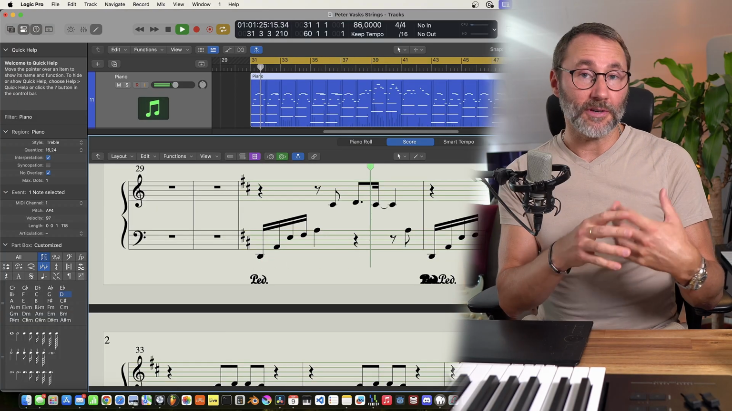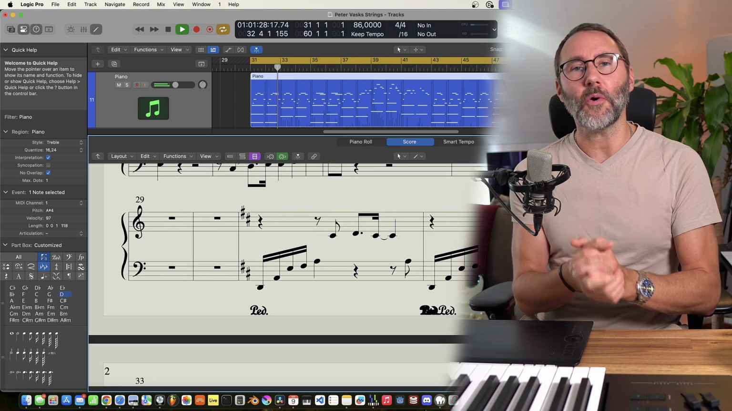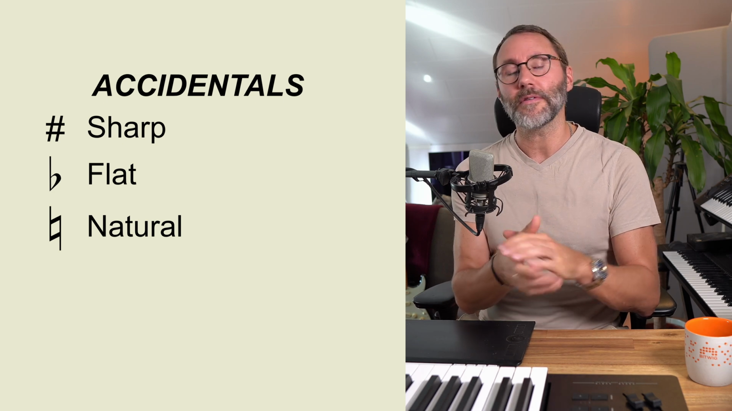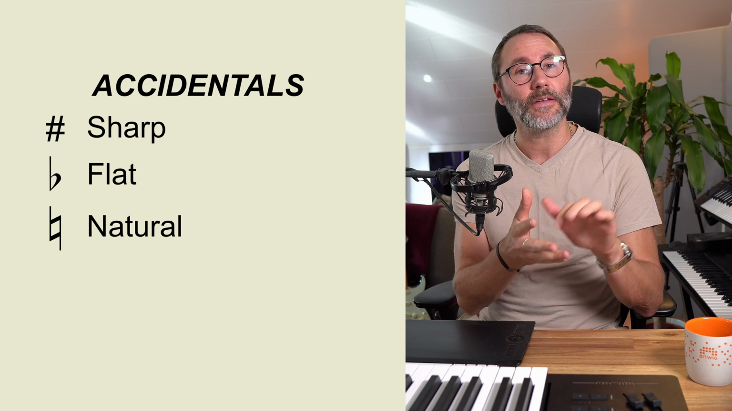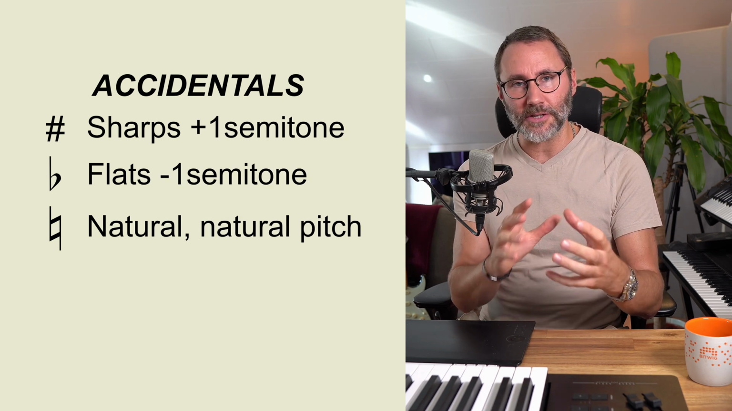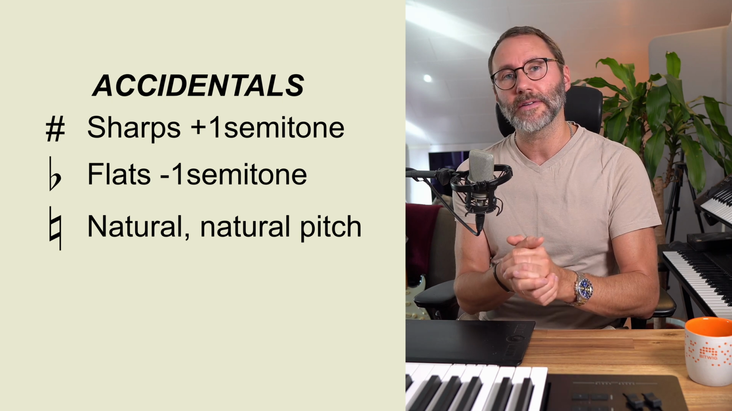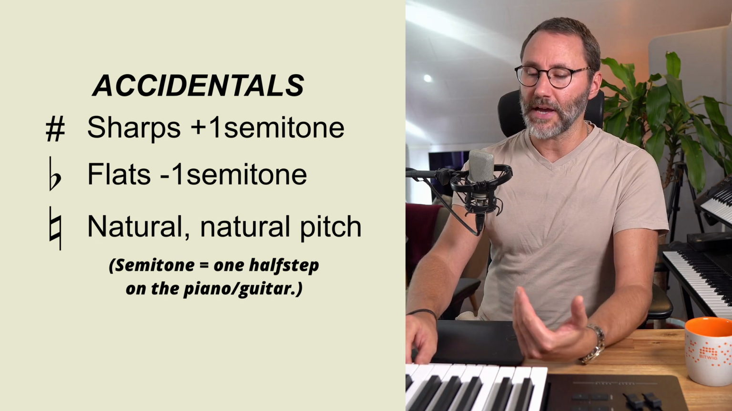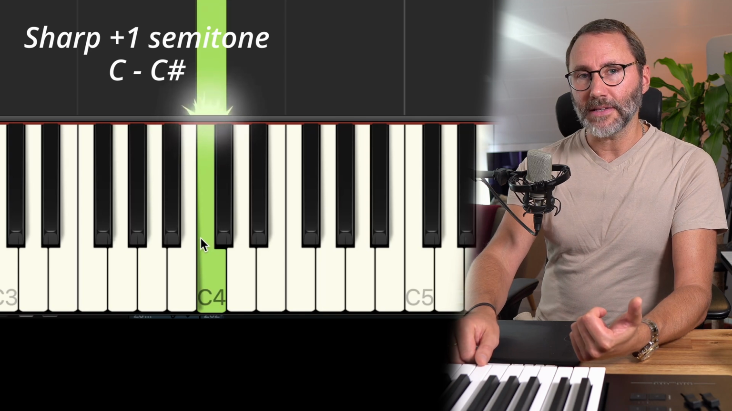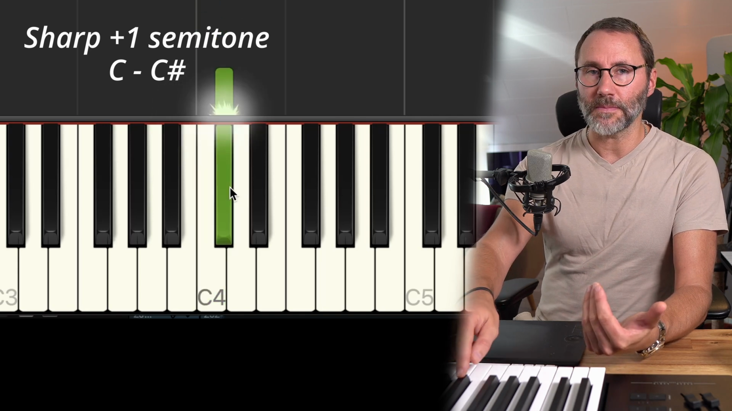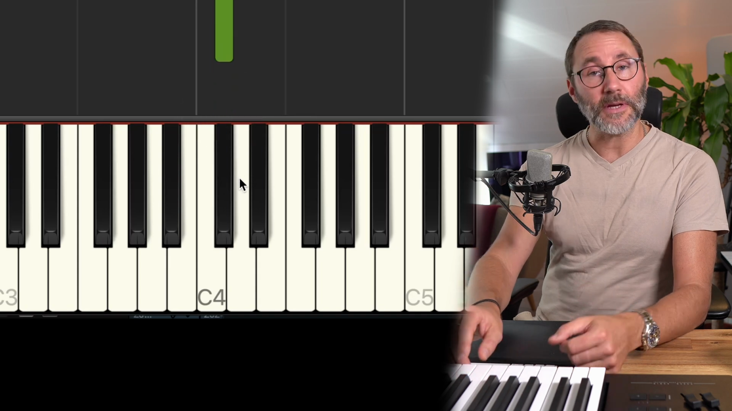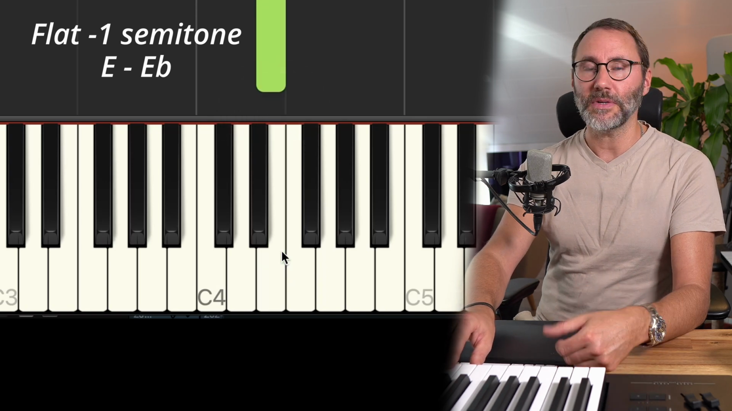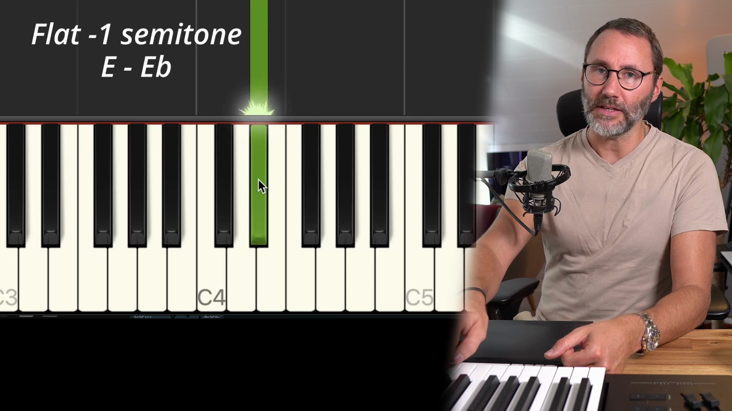Right, so before we dive into the circle of fifths and key signatures, we need to talk about the concept of accidentals. Accidentals is the collective name for things like sharps, flats, and naturals. These are symbols to identify that we modify the pitch of a note. A sharp raises a note by a half step, so if we take a C and make it a sharp, it becomes a C sharp, raised by a semitone. Respectively, if we take an E and make it flat, we lower the pitch by a semitone, and it becomes an E flat.